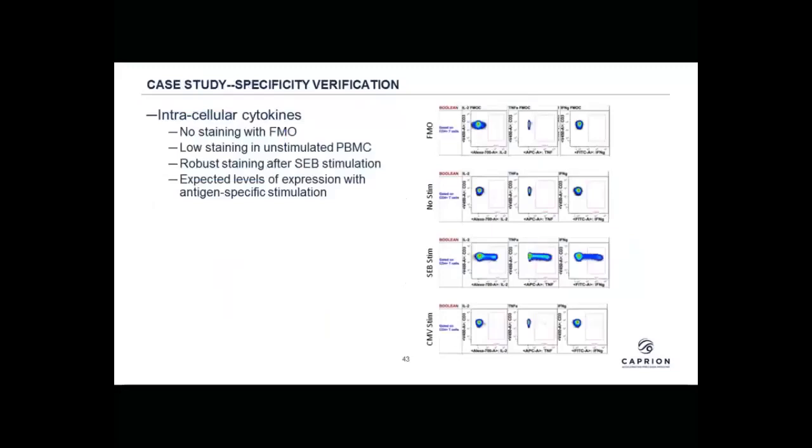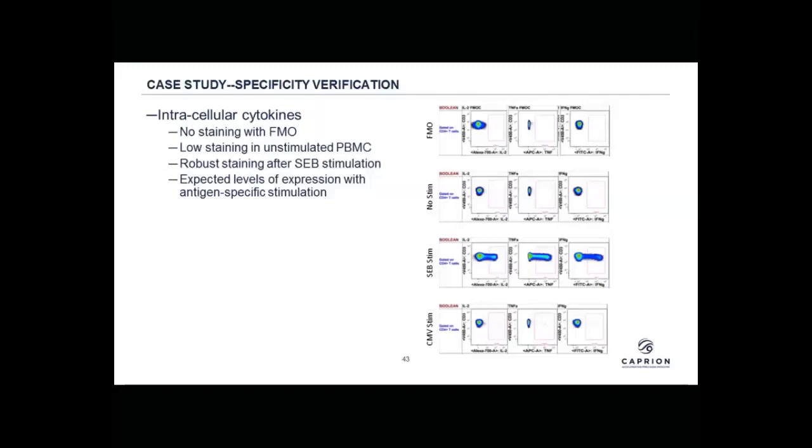So here's a simple case study of verification for specificity. We have intracellular cytokines, and certainly our FMO controls in the assay are a way to demonstrate specificity. So on the top panel, the FMO, we have no events in the gate for these three cytokines. Then we look at unstimulated cells. We might see a little bit of background, maybe some endogenous activation, but nothing much. And then we do a serious activation with SEB, and we can see, yes, indeed, we have a nice control here where we have upregulated the expression of these cytokines.